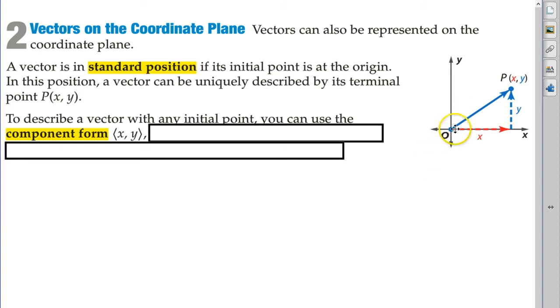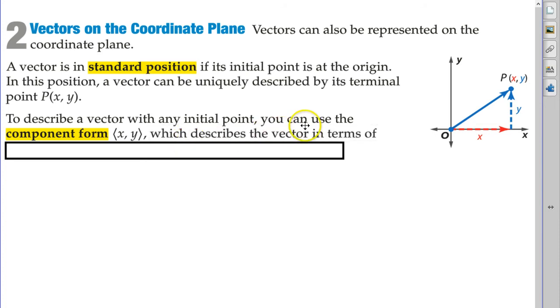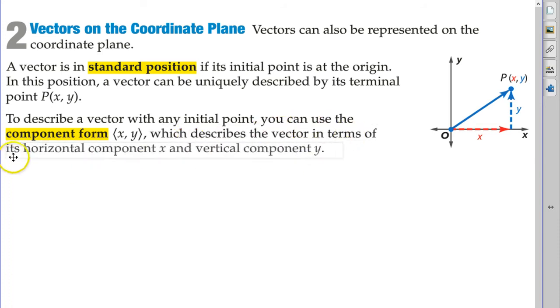So if we start at the origin, we can just say you're at x, y, that's where the vector ends. Now, if you're not a standard position vector, you have to use something called component form. And notice it looks a lot like parentheses, but it's not. It's a different set of grouping symbols. How component form works is it's two-part. It describes a vector in terms of a horizontal component x and a vertical component y.